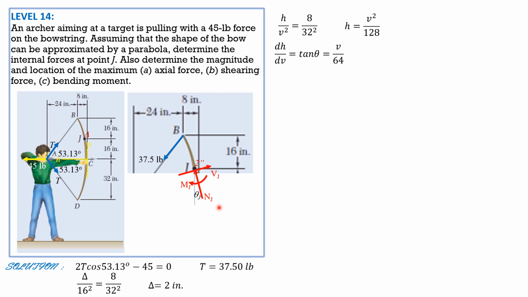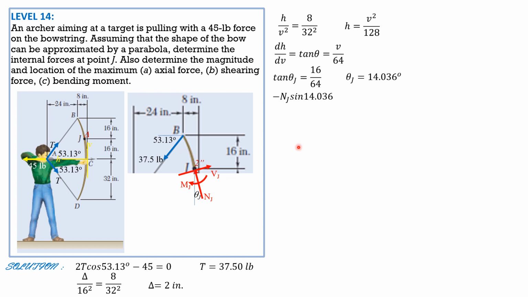or theta J. So this is theta J. Then the angle that Vj makes with the horizontal is also theta J. So tangent theta J is equal to v over 64. The value of v at this J here is 16, over 64. So theta J is 14.036 degrees. And this is 53.13 degrees.